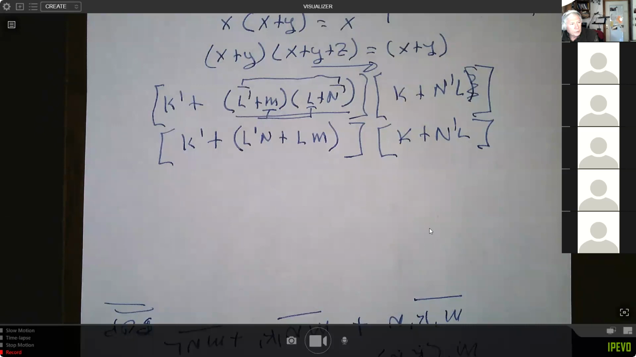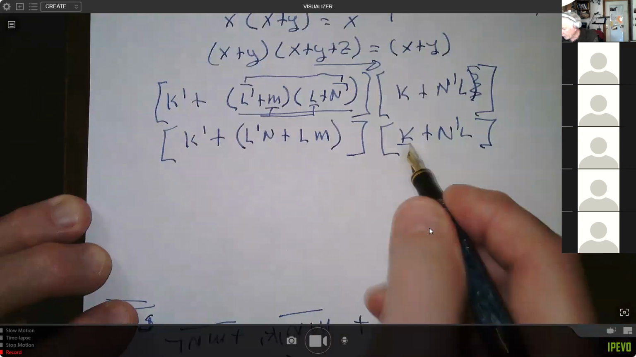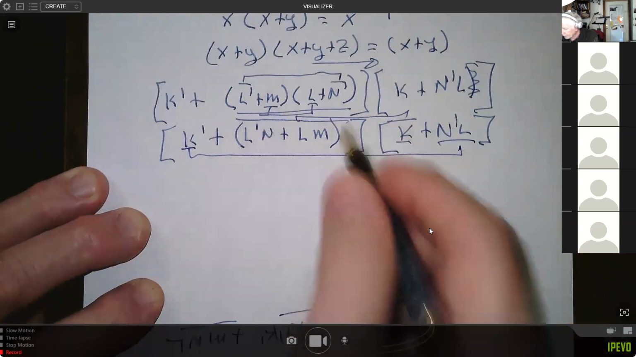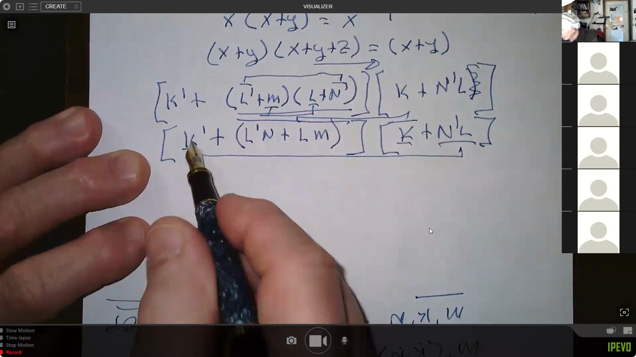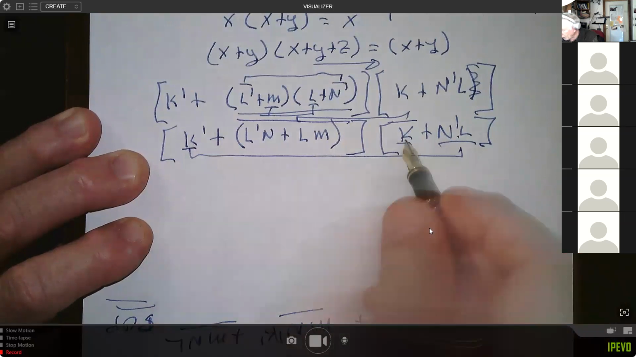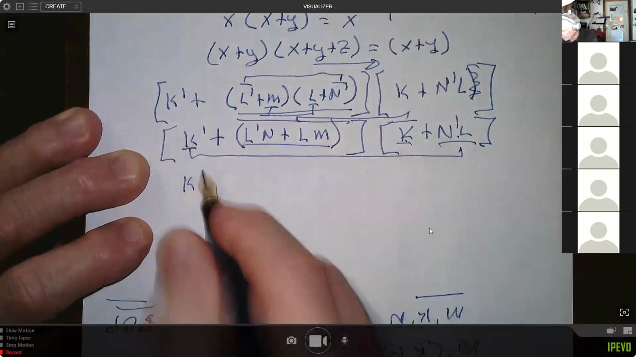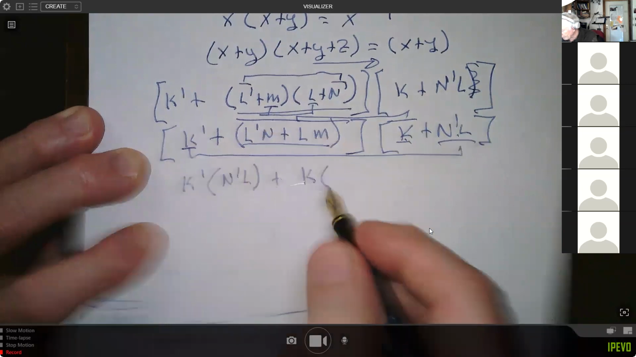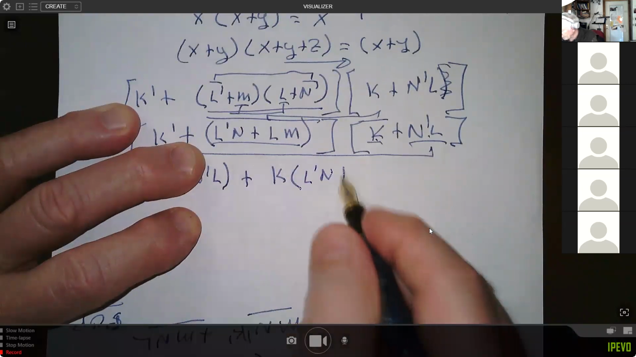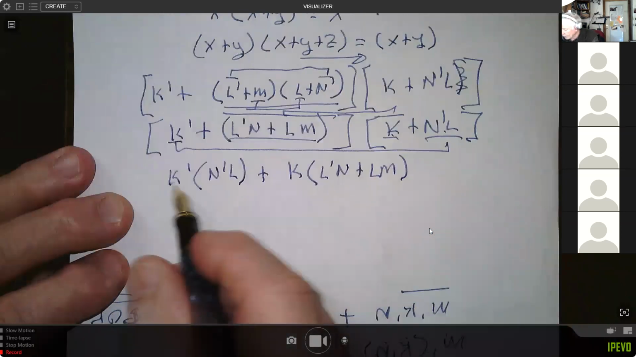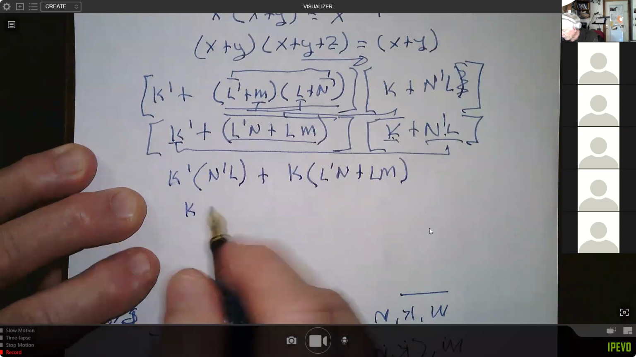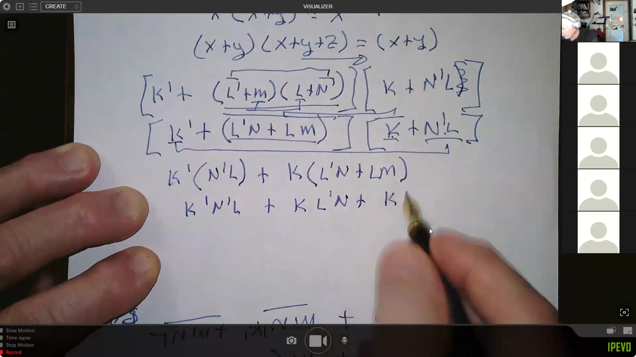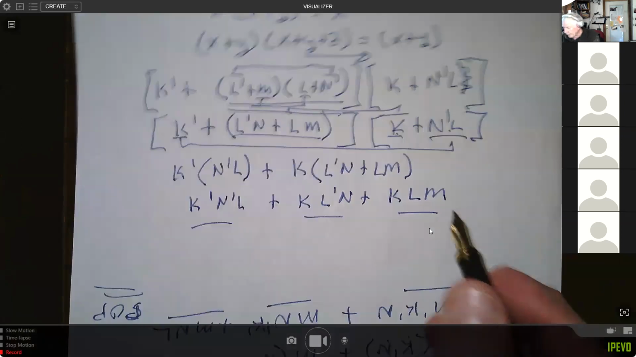How about we use the multiplying and factoring on the whole thing with the K and a K prime. So this K goes over and takes that, and this one does this. So this is going to be K prime times this plus K times this. So it's going to be K prime times N prime L plus K times this quantity, L prime N plus L M. Well, K prime, we just take the brackets away: K prime N prime L plus K L prime N plus K L M. We have 1, 2, 3 terms for this one, and it is in SOP form.